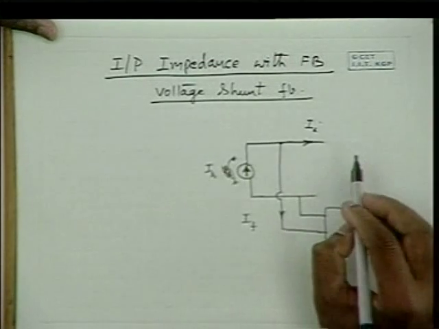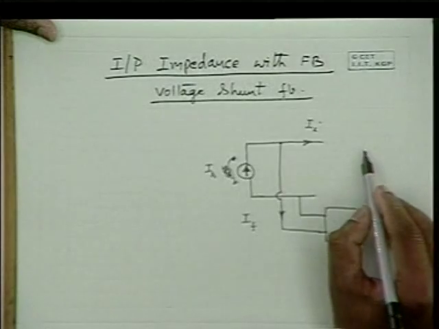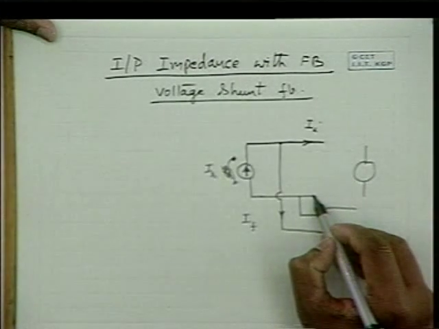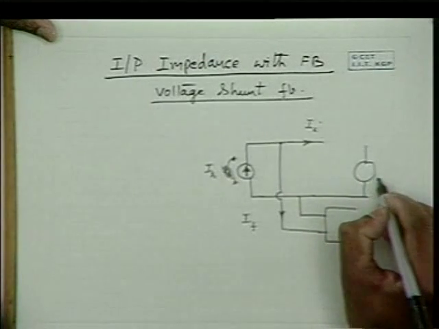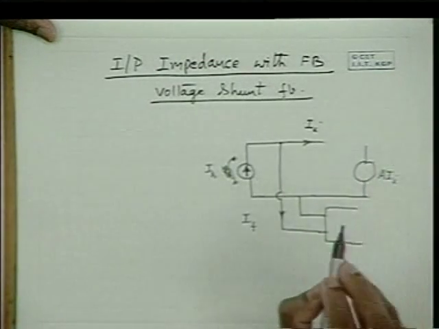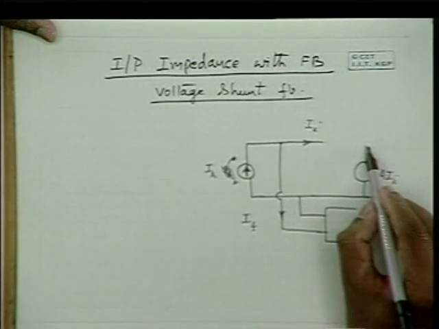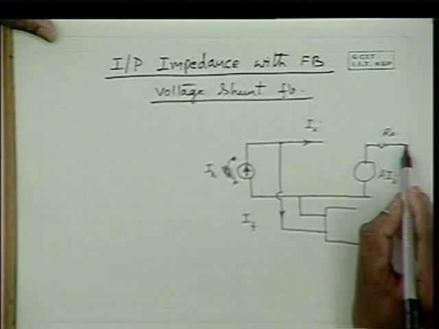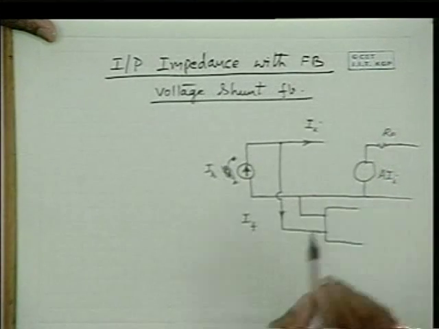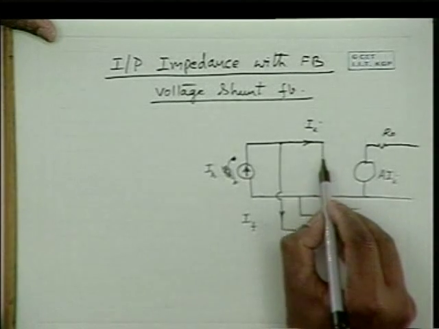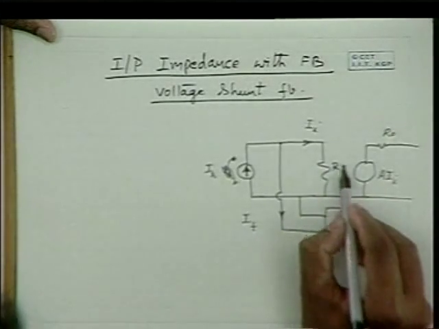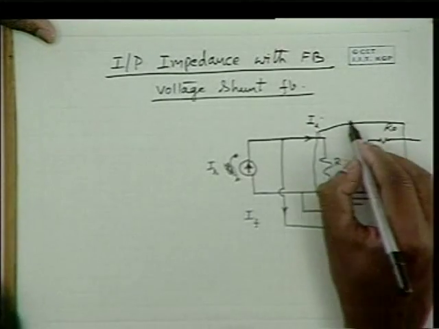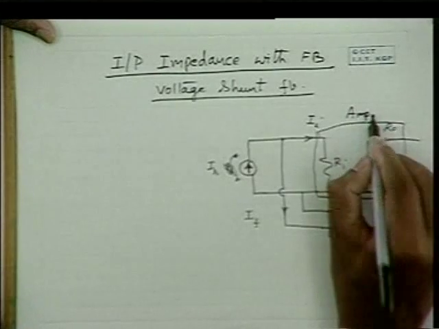Now in the case of a voltage shunt feedback, the output signal is a voltage which is proportional to the input current. A Ii is the output, and this flows through an output impedance R0 into the load. I am not showing the rest of the circuit, but it is understandable. Here we have Ri. So this is the feedback amplifier, and this is the amplifier without feedback.